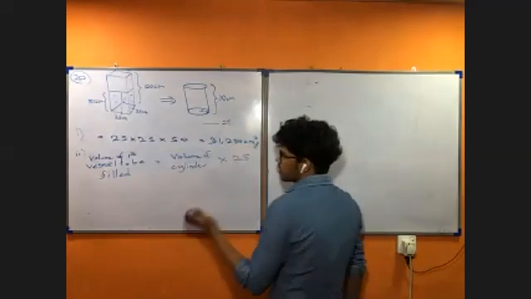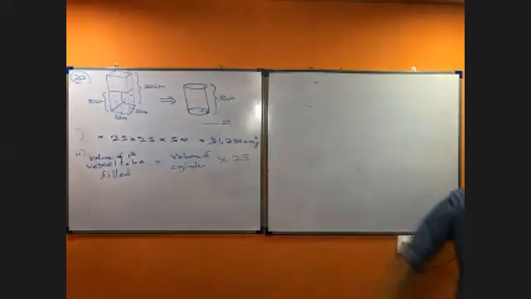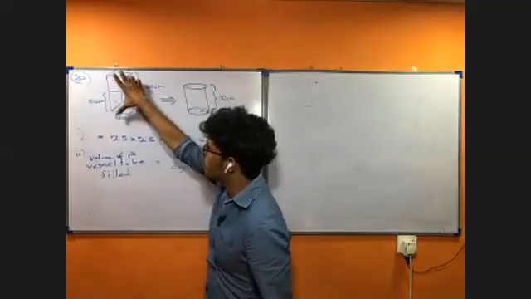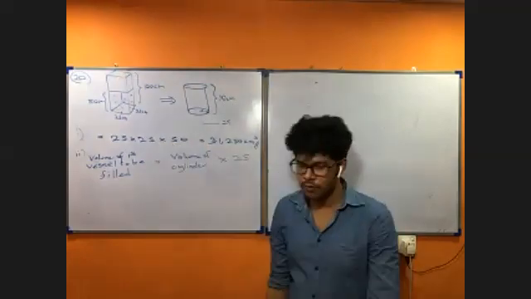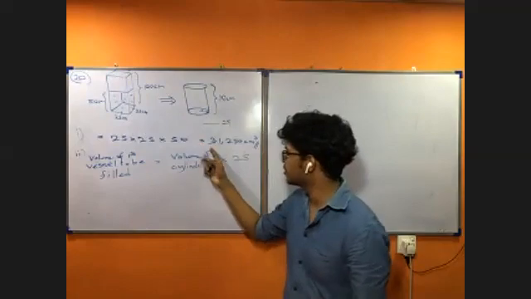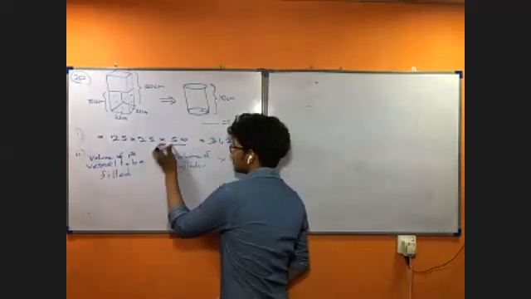Hafsa, I think you got 62,500. That is the full volume of the vessel, but they are asking the volume of water filled. So the volume of water filled is half of it. That is why I got 31,250. I use not 100, I use 50 here.